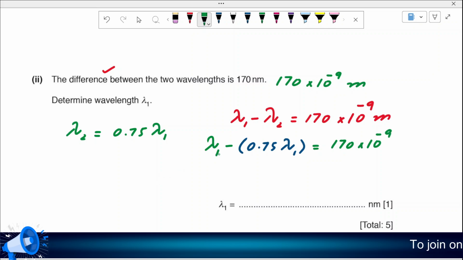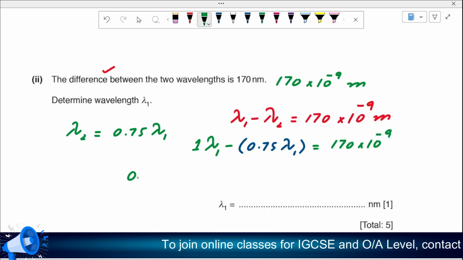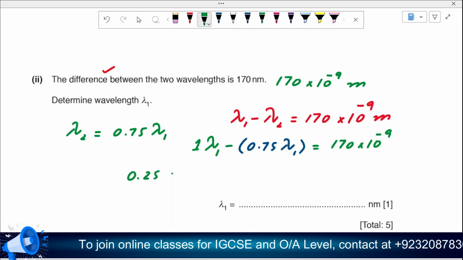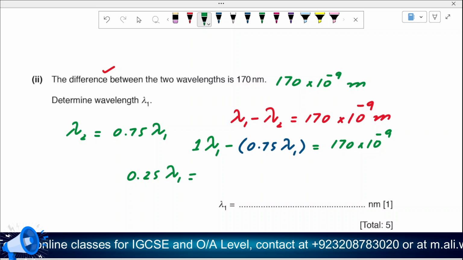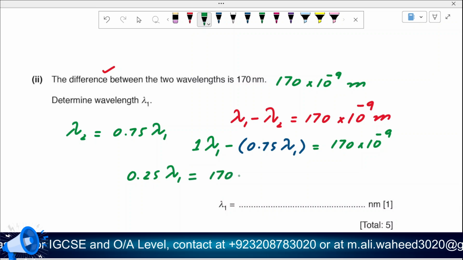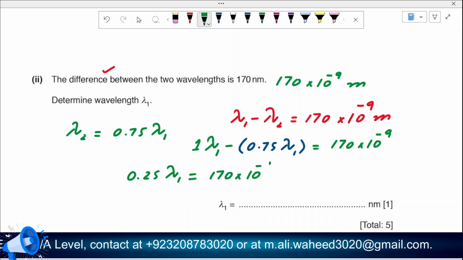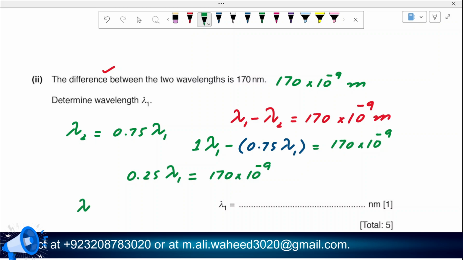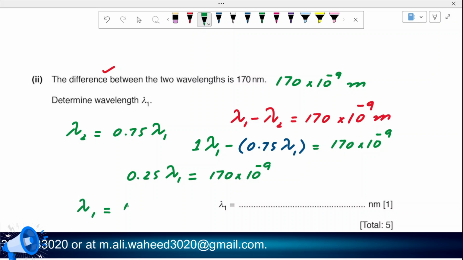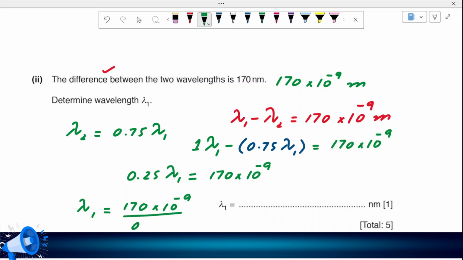Basically this is 1 lambda 1 minus 0.75 lambda 1. What are you left with? 0.25 lambda 1 equals 170 into 10 to the power minus 9. And thereby lambda 1 equals 170 into 10 to the power minus 9 divided by 0.25.